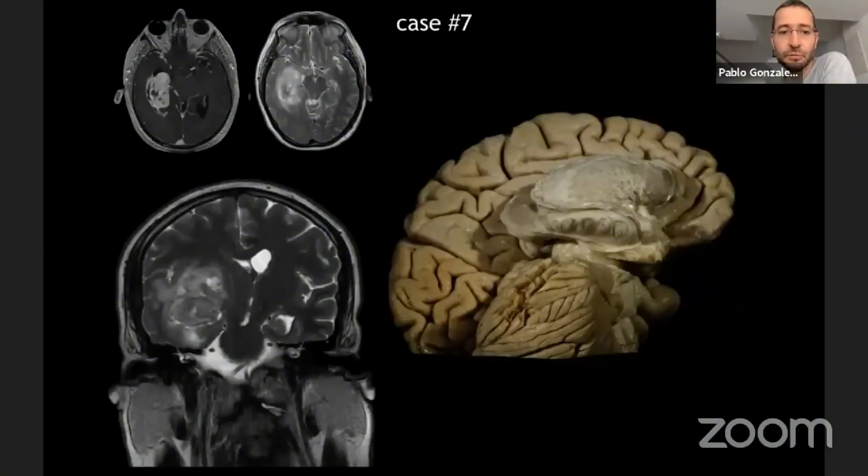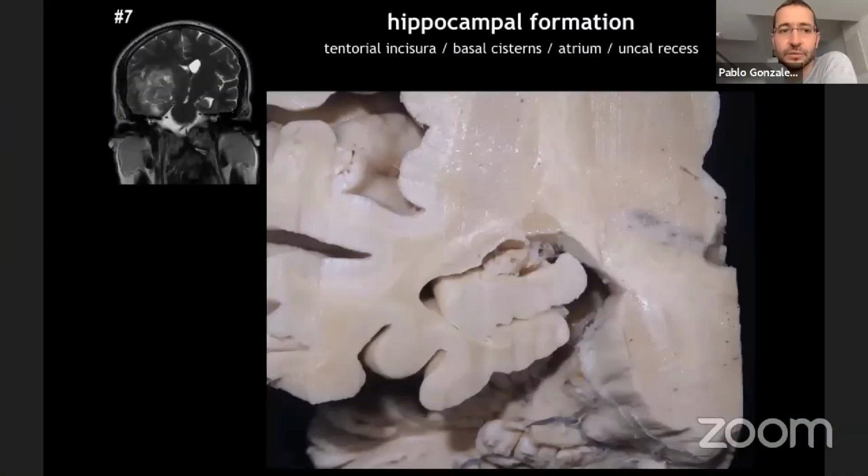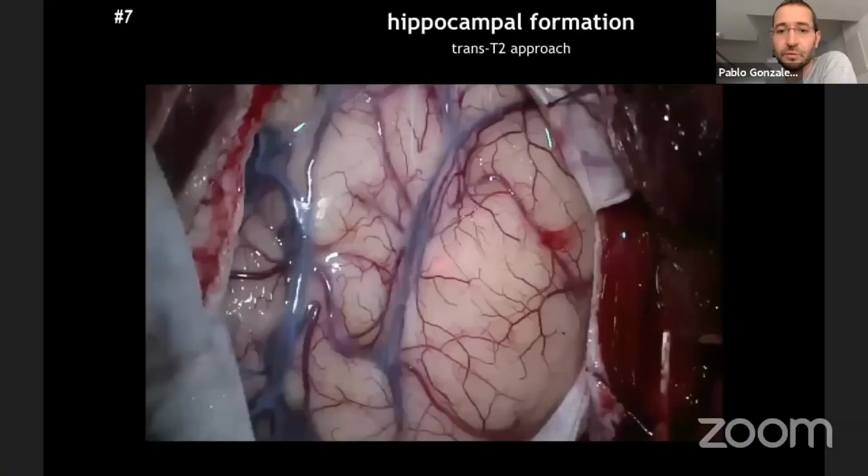Well, let's move to this special case. This is a patient who came with headache and some memory disturbances, and we can see a GBM which is likely to be inside the ventricle. This is a purely hippocampal tumor. So you can see in the T2 how the tumor is perfectly drawing the anatomy of the hippocampus. So very important, once we decide the approach to remove it, to identify our anatomical limits. Anteriorly, the uncal recess, posteriorly, the atrium, superiorly, the choroidal fissure, and inferiorly, the tentorium. Medially, we will reach the basal cisterns, which is the point in which we will stop removal.